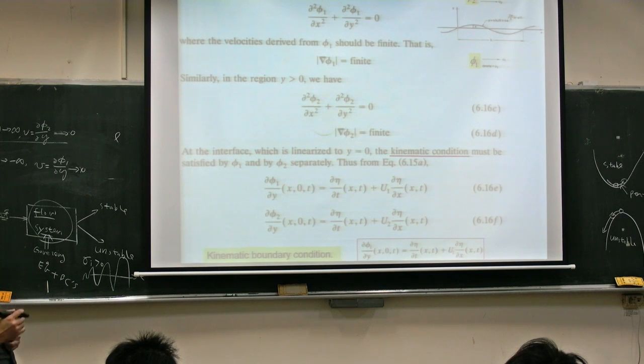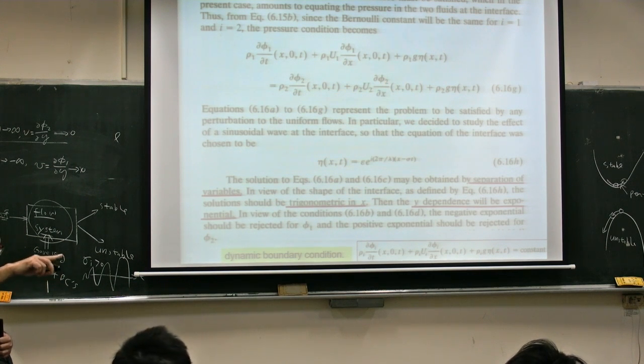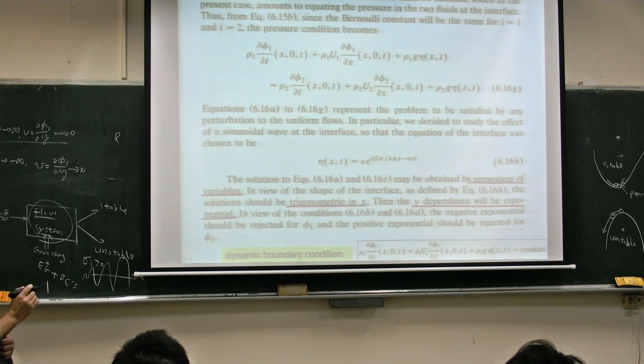Here is the kinematic boundary condition, and we have a dynamic boundary condition like this. So we have described the flow system completely already. The next thing we try to find out is what happens when I introduce a small perturbation at the interface. I introduced this small perturbation into this flow system, perturbing the interface a little bit by generating a small amplitude wave on the interface.